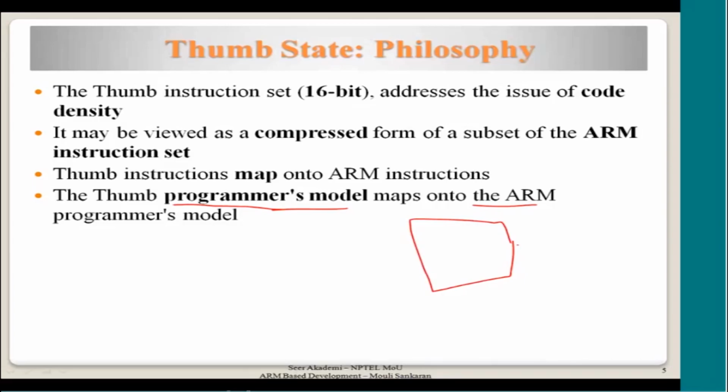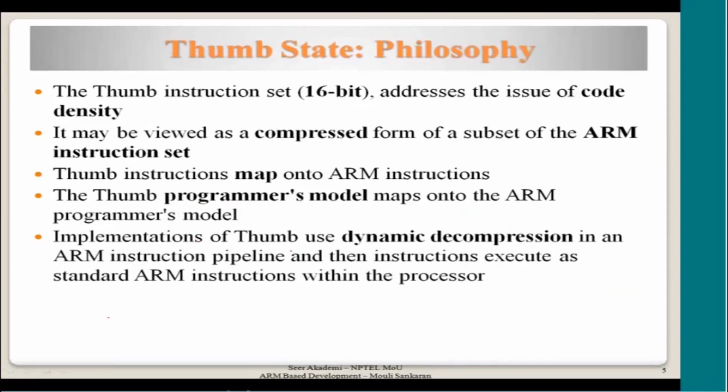Only the instructions are seen as 16-bit wide, and internally they are converted to the equivalent 32-bit ARM instructions, and then they execute internally in the processor. Very good. So the implementation of thumb uses dynamic decompression. What I mean by dynamic is that as soon as the instruction gets fetched from the memory, it is decompressed. It is not a static decompression or anything. As soon as it is fetched from the memory, it knows that it is currently in the thumb state, so it knows that it is fetching only a 16-bit wide instruction, and it gets decompressed into the equivalent 32-bit ARM instruction.